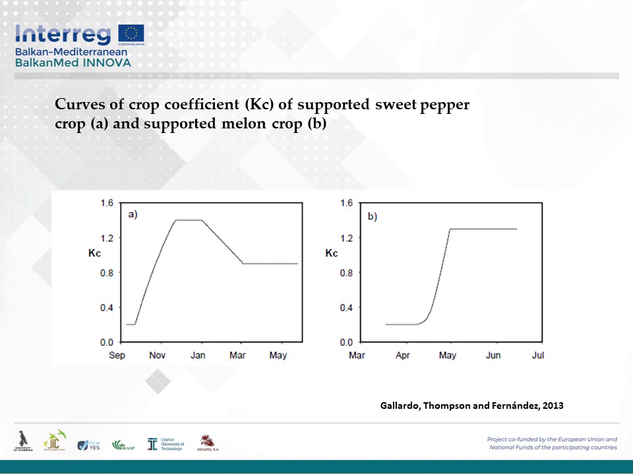and then this follows with a period of constant final Kc. Different from the pepper is the melon crop. Following a period of constant initial Kc of low value 0.2, there is a linear increase, and a maximum value of Kc is reached, which continuously follows like that until the end of the crop cycle.